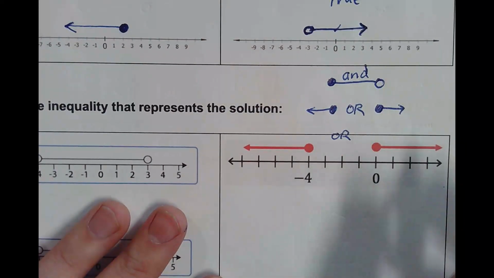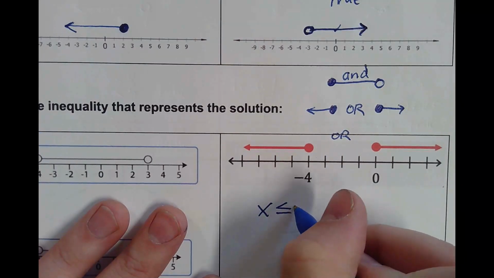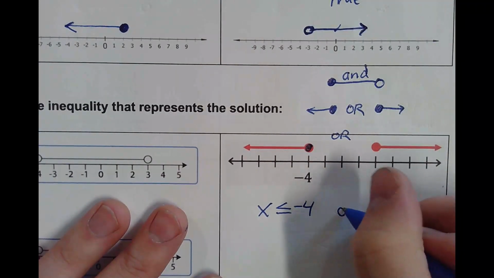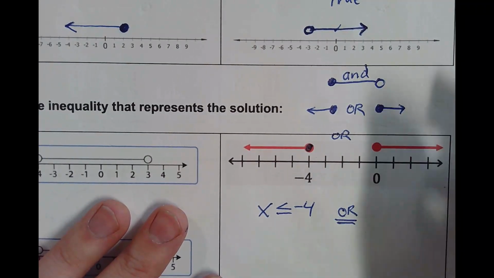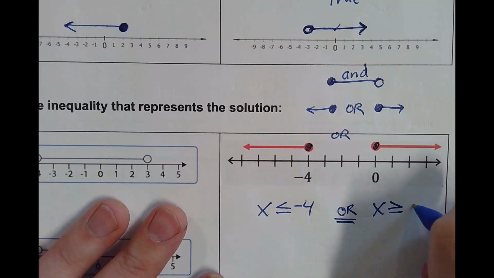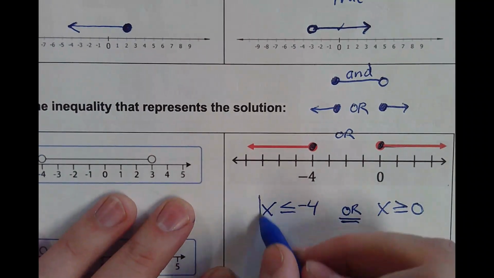So I'm just going to simply write down the answer: x is less than or equal to negative 4, since it has a closed dot. Or, and yes, please write down the word "or," x is greater than or equal to 0, since it's facing the right. And that's it.